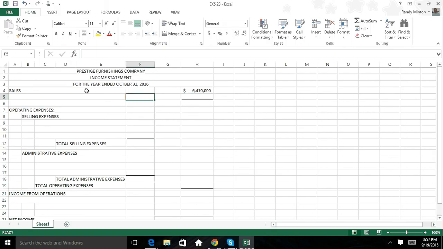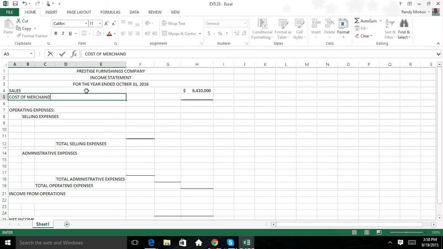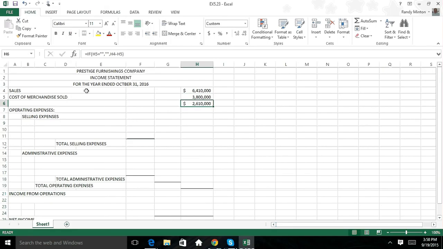And then the next thing that goes on this multiple statement, remember we're now in the realm of a merchandising business, so they always have a cost of goods sold, or in this case a cost of merchandise sold. So the cost of merchandise sold showing is $3,800,000. And the difference between those two numbers will be your gross profit.